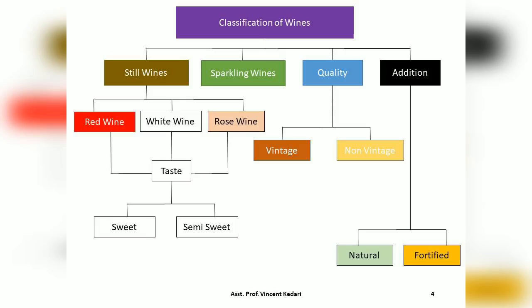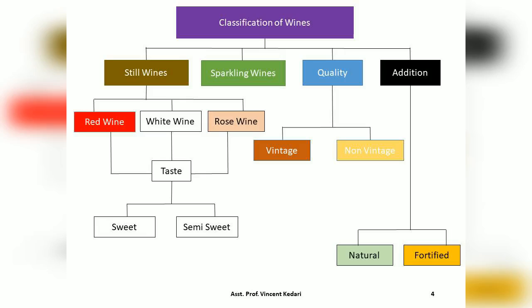If you see the classification that I've mentioned over here, on top right below the classification of wines, there are four things that I have mentioned. First thing is still wines, then we have sparkling wines, then I have written quality and addition. Still wines are called table wines, and they are classified further as red, white and pink. The rosé wine means it's called pink wine. We'll be seeing in depth what the description of these wines is, what they are known for, or what the characteristics of these wines are.